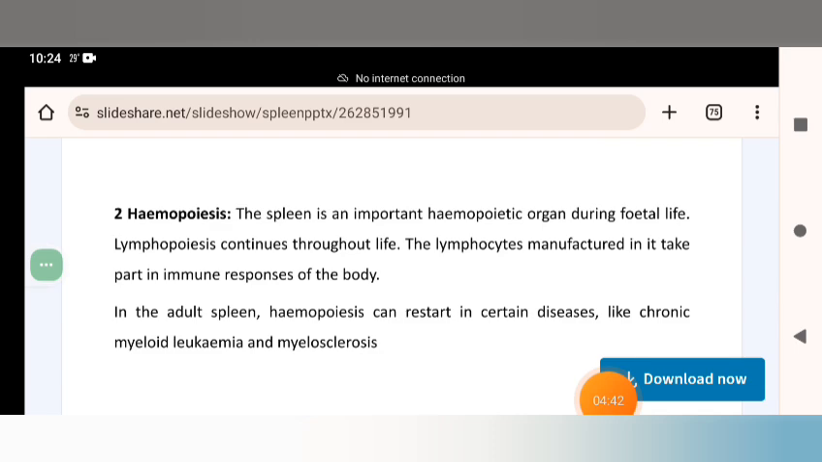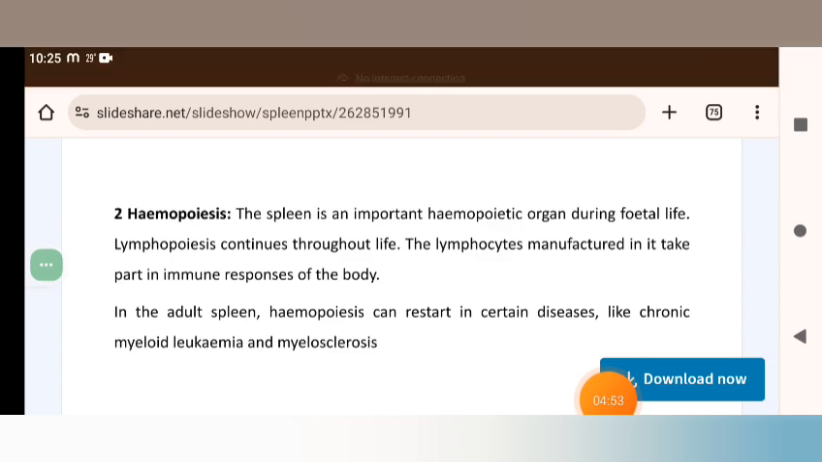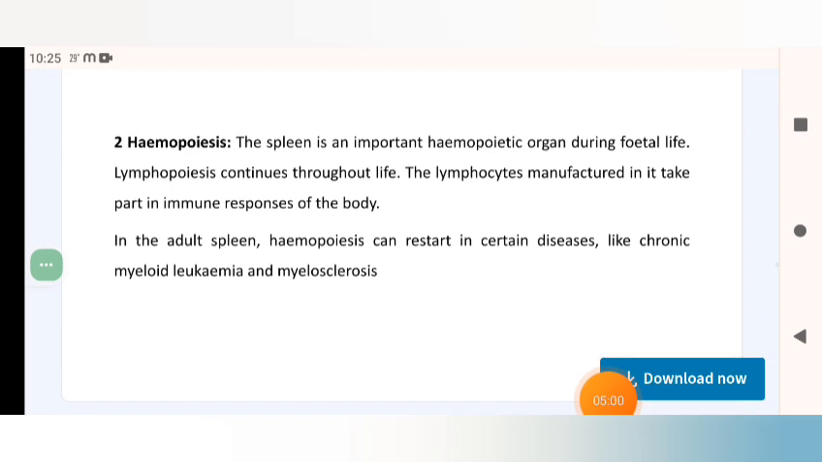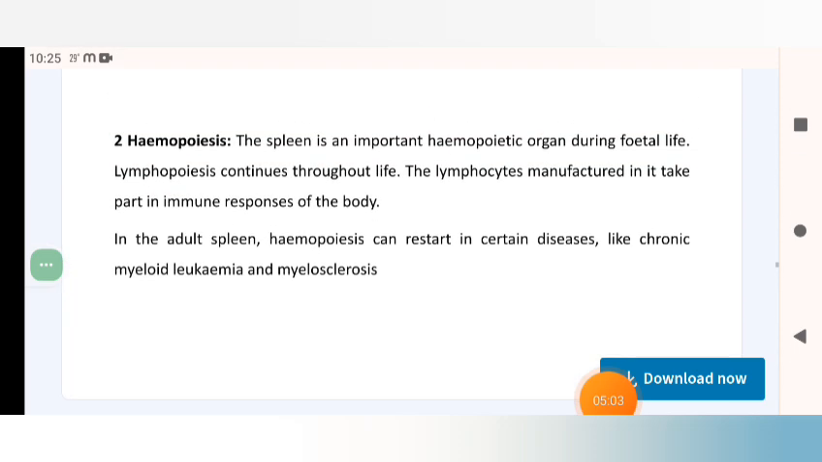Hemopoiesis. The spleen is an important hemopoietic organ during fetal life. Lymphopoiesis continues through life. The lymphocytes manufactured in it take part in immune responses of the body. In the adult spleen, hemopoiesis can restart in certain diseases like chronic myeloid leukemia and myelosclerosis.